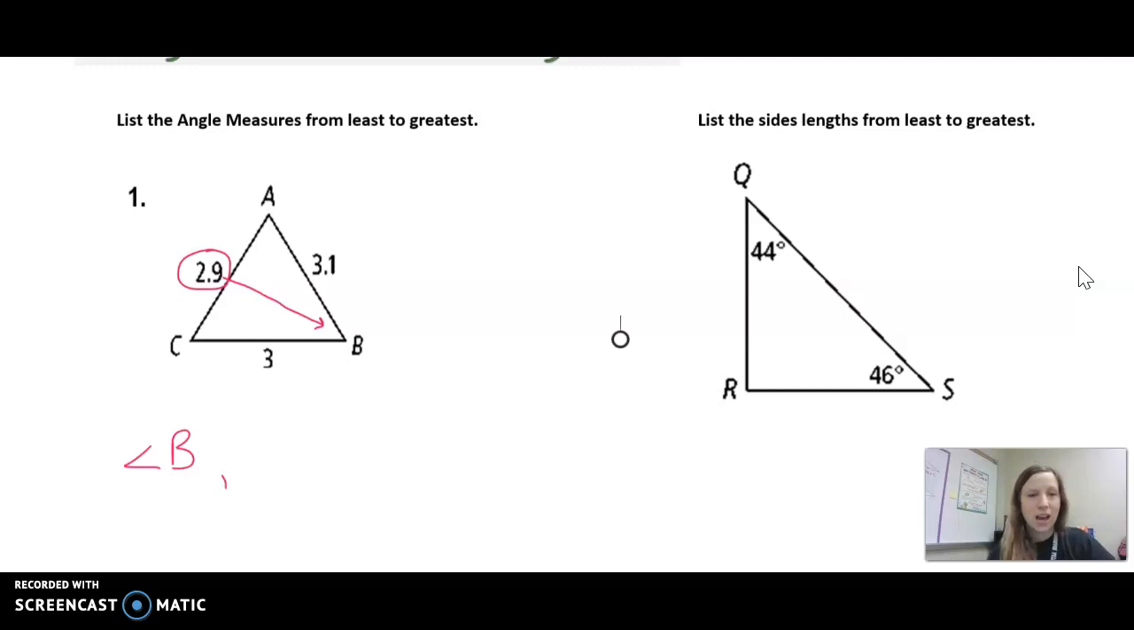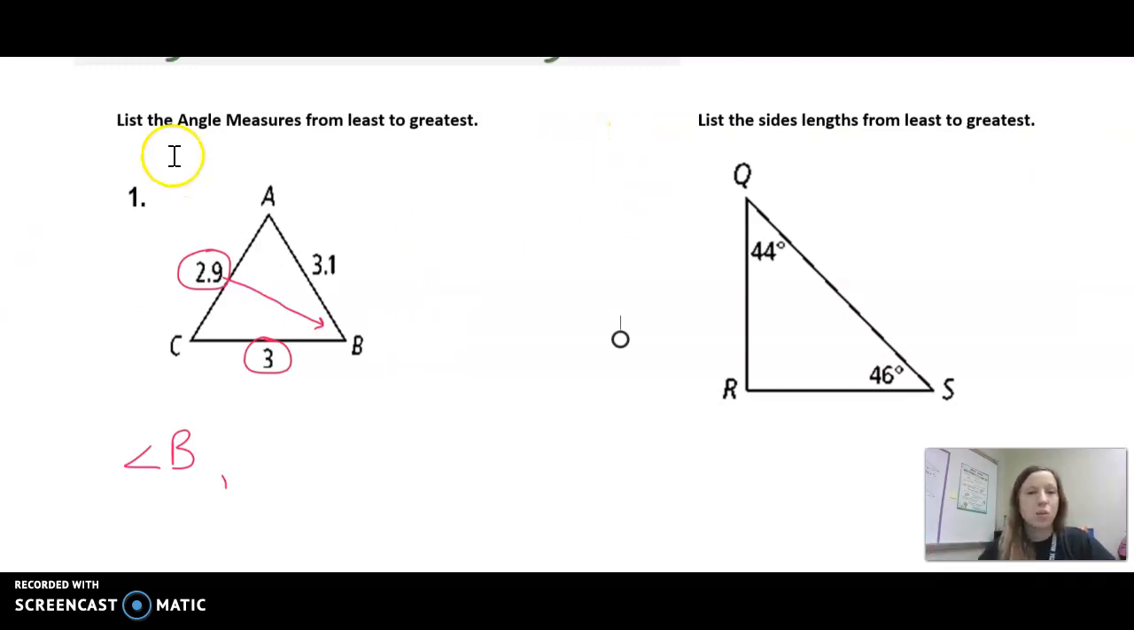Okay? And then which one is in the middle? That would be this one. Side CB is 3 units long, which means angle A must be in the middle. It's neither the biggest angle nor the smallest angle. It is somewhere in the middle.